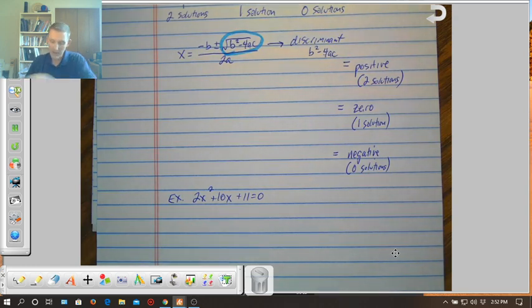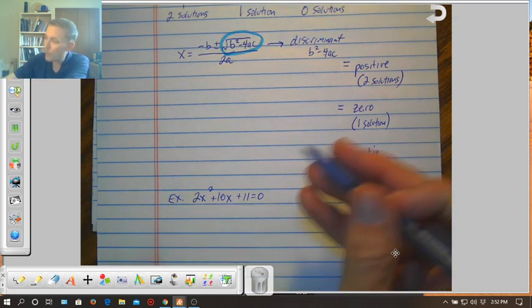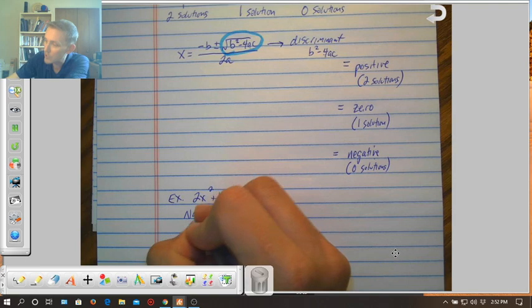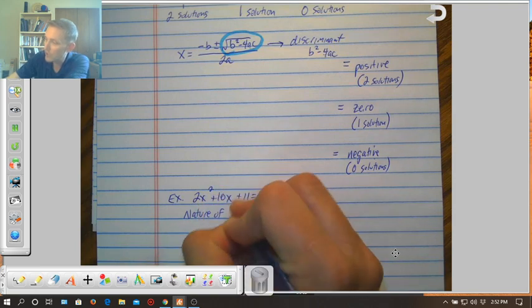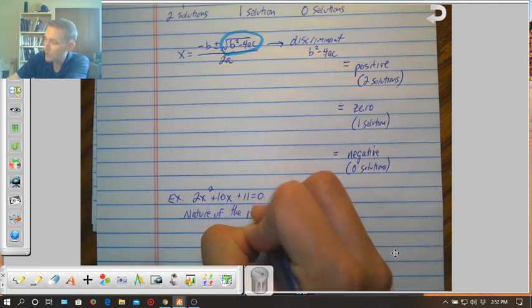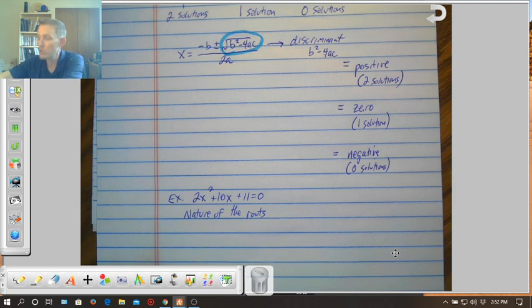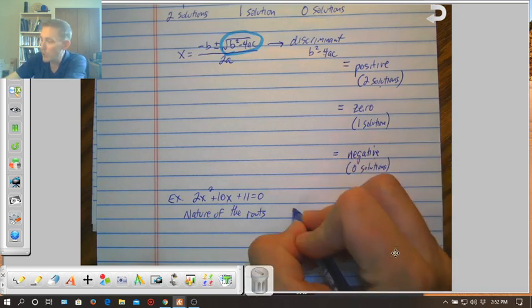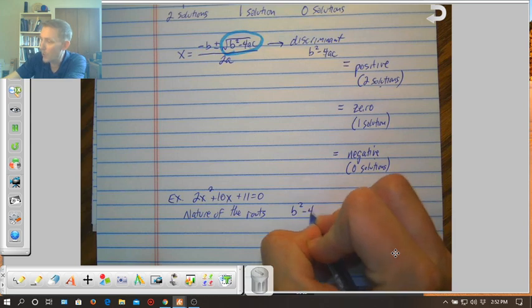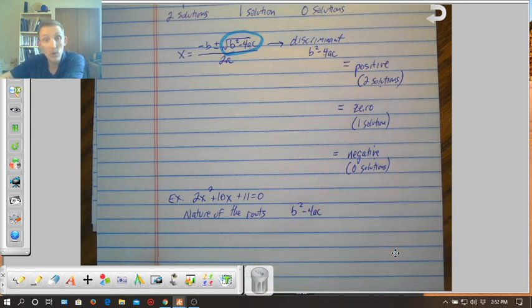But what I want to find out is, and the vocabulary for this assignment is going to ask you for the nature of the roots. That basically wants you to determine, will there be two solutions, one solution, or 0 solutions? So let's simply use the discriminant of b squared minus 4ac to find out how many solutions we will get, or the nature of those roots.